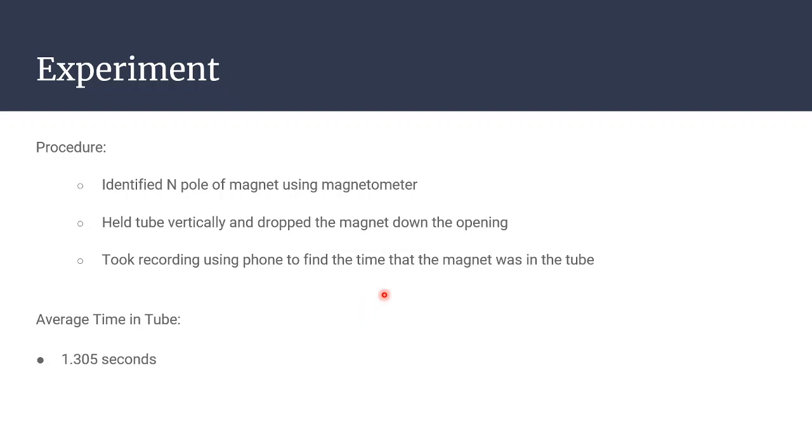So for the experiment, I first identified the north pole of the magnet. Then I held the roll of aluminum foil vertically and dropped the magnet through the opening. And I took a recording using my phone to find the time that the magnet was in the tube. And I did this 5 times to find the average to be 1.305 seconds.